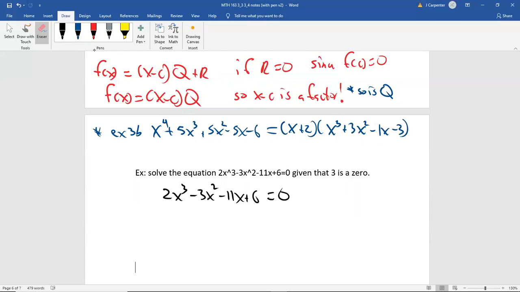And I'm telling you that I want to find all the zeros of which there will be, whoops, I'm on eraser, don't do that. Because this is a 3, that means that there are 3 possible zeros. There might be a multiplicity of them, but there are 3 zeros. They could be imaginary, but there are 3 zeros.